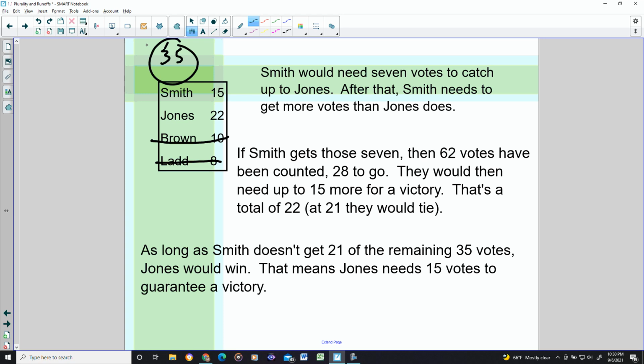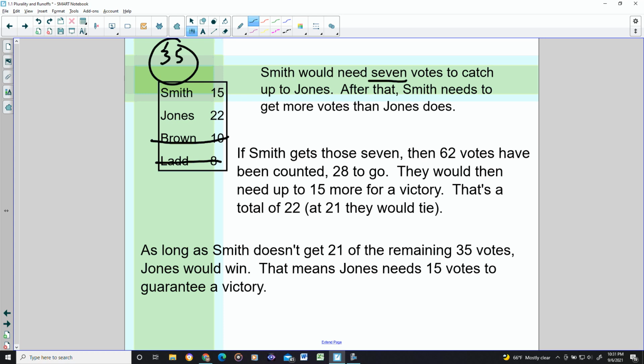What you don't want to have happen is for Smith to catch up, right? But let's assume that's the worst case scenario. If we're looking for the minimum number of votes, then all the worst case scenarios happen. And that means that Smith catches up to Jones. And so that's 7 votes. So Smith needs 7 votes to catch up to Jones. After that, Smith needs to get more votes than Jones does. That's the only way he's going to win. Okay?